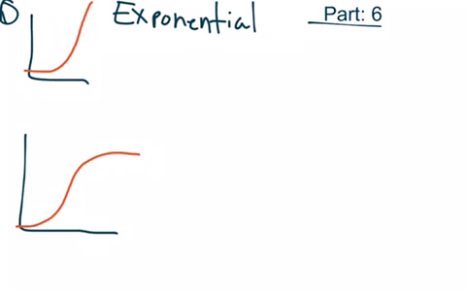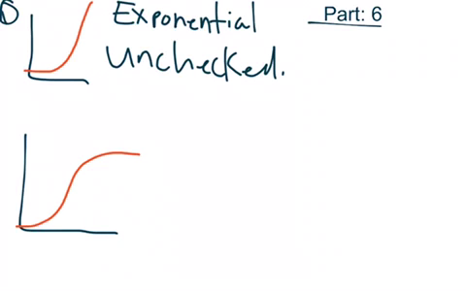The other thing that it shows us is that the growth of that population is unchecked. Okay? There are no limiting factors yet. There hasn't been anything to stop or slow the growth of the individuals in that population.